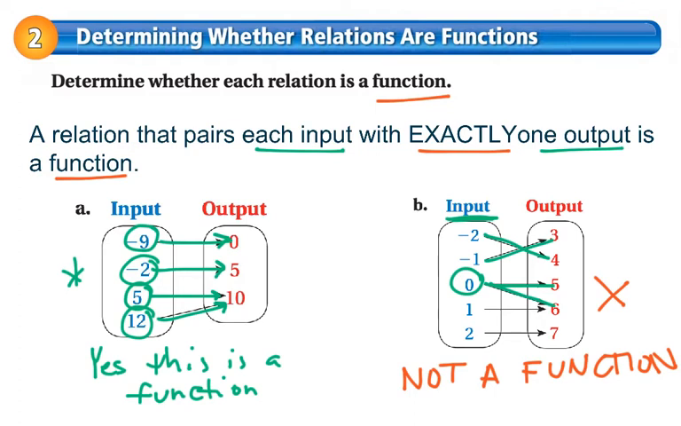And that's the big difference between A and B. In part A, every input only had one arrow coming away from it. In part B, there was an input that had two arrows coming away from it, or had two outputs. That cannot happen for it to be a function. Again, outputs like the 10 over here in part A can have as many inputs as they want, but the opposite cannot be true.